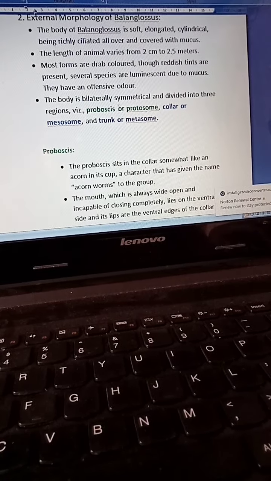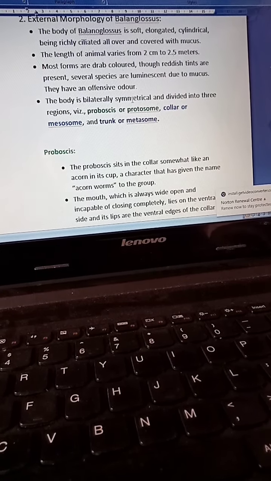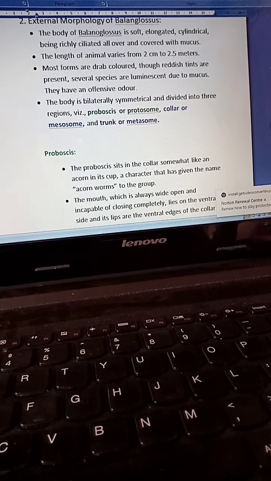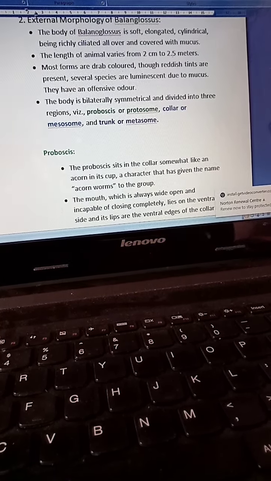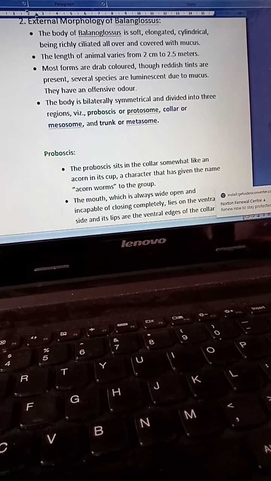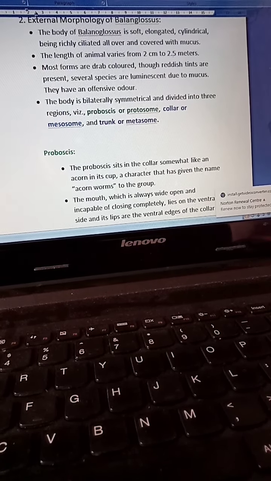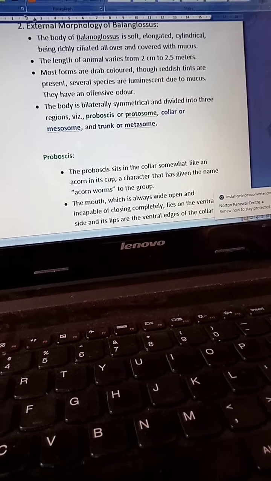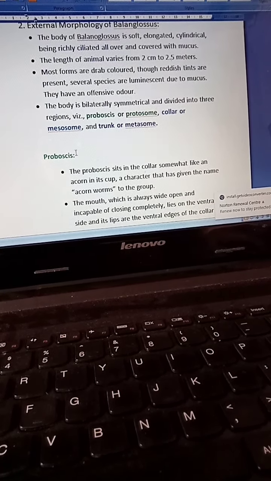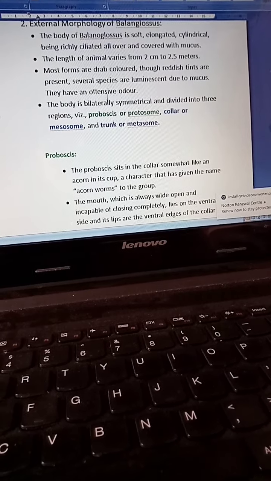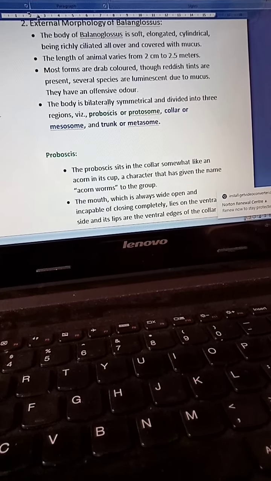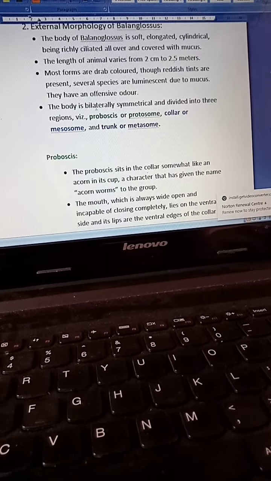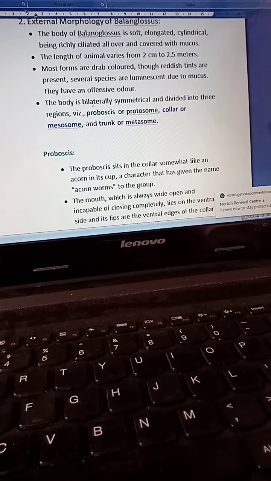The body is bilaterally symmetrical, right? In the previous classes, when we discussed this already, we explained everything about bilateral symmetry, radial symmetry, and also asymmetrical. So bilateral symmetrical means what? Bi means two. Bilateral symmetrical means the body can be divided into two equal halves only in one plane. Like our body is also bilaterally symmetrical, right?